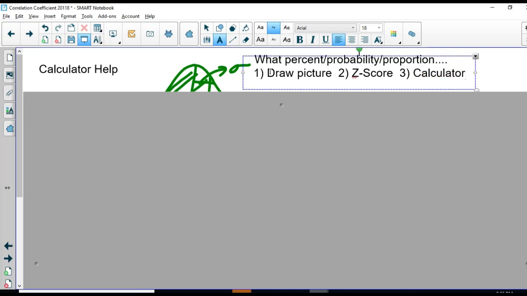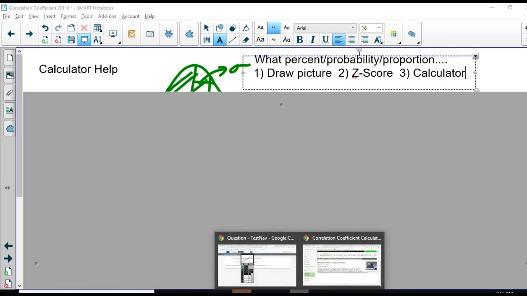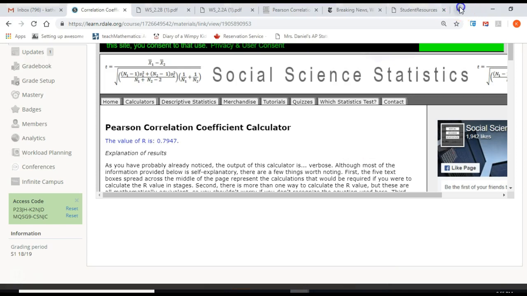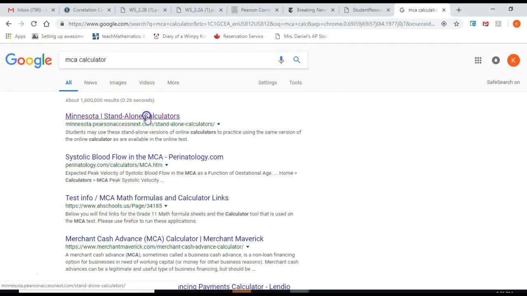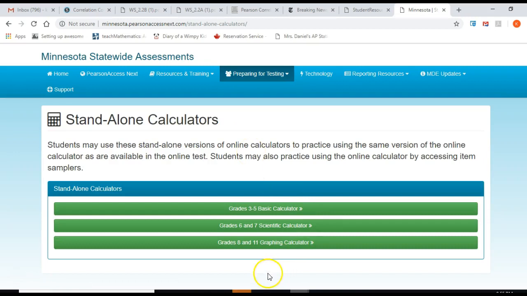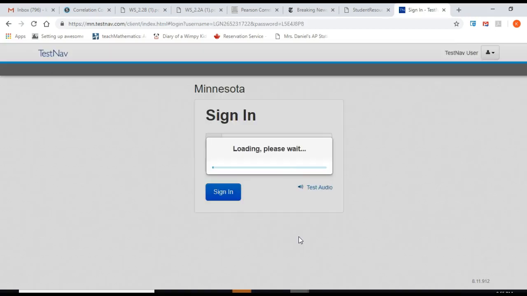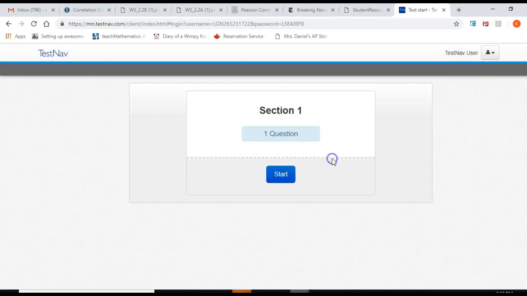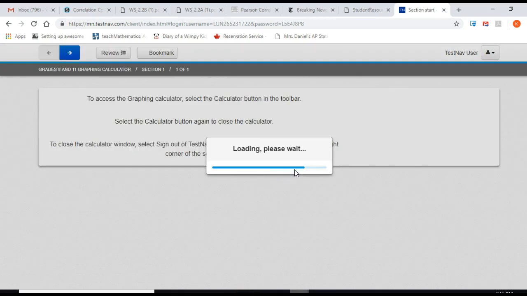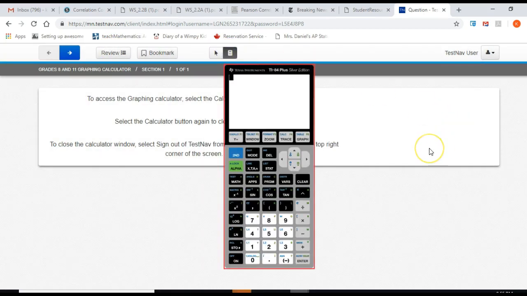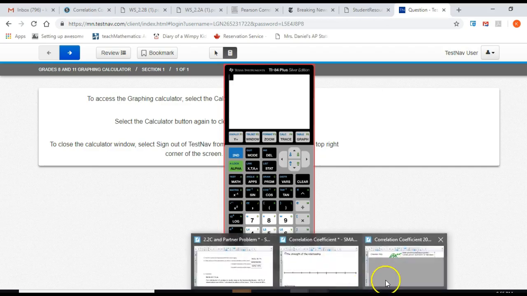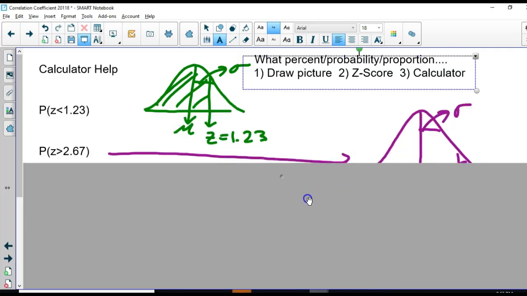If you don't have a graphing calculator, I want to show you how you can get one. You just go to Google, and you type in MCA calculator, Minnesota standalone calculators. Go to grade 8 and 11 graphing calculator, start, and then go up to where it says calculator right here, and it will give you the TI-84. Okay, so with that being said, let's go back to our Smart Notes.